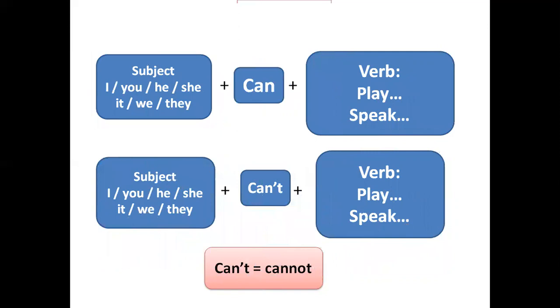So here we're gonna see the difference between can, the affirmative form, and can't, the negative form. We start with the subject, can, then the verb. And here, the same thing. We start with the subject, can't, the negative form, then the verb. By the way, we can say can't or cannot. Both of them are correct. So I can say, I can't play the guitar or I cannot play the guitar. Both of them are correct.